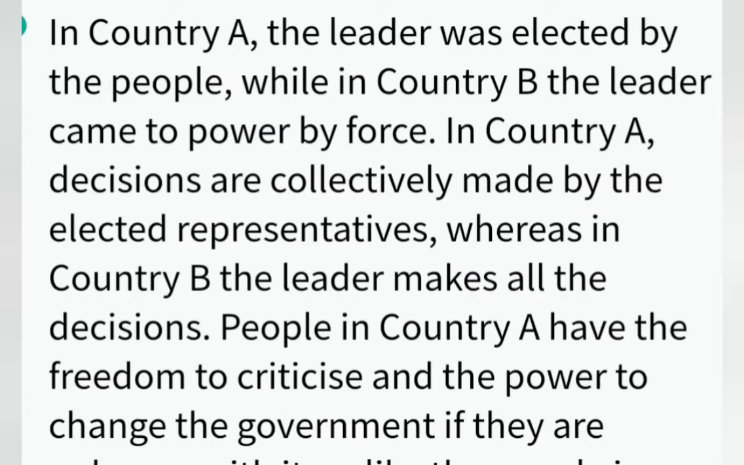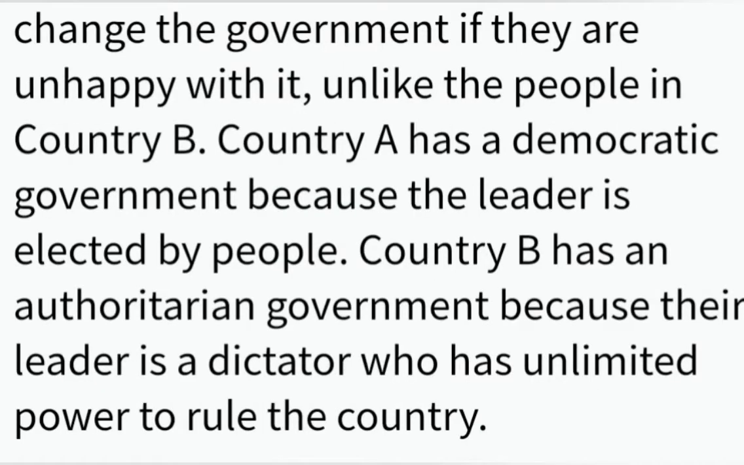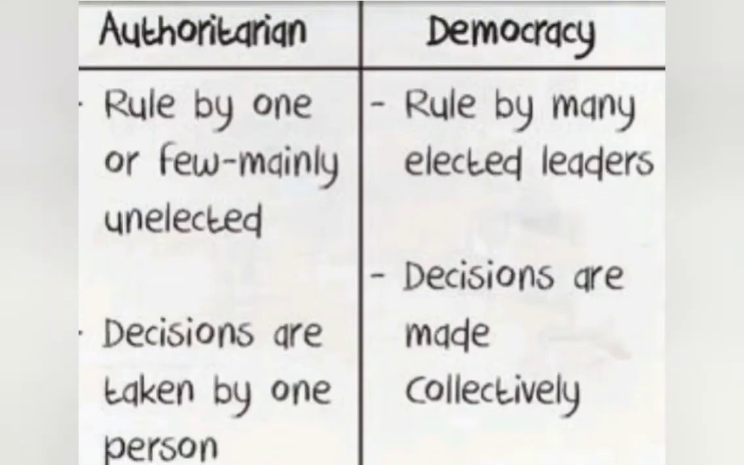So the general explanation goes, in country A, the leader was elected by the people, while in country B, the leader came to power by force. In country A, decisions are collectively made by the elected representatives, whereas in country B, the leader makes all the decisions. People in country A have the freedom to criticize and the power to change the government if they are unhappy with it, unlike the people in country B. Country A has a democratic government because the leader is elected by people. Country B has an authoritarian government because their leader is a dictator who has unlimited power to rule the country.